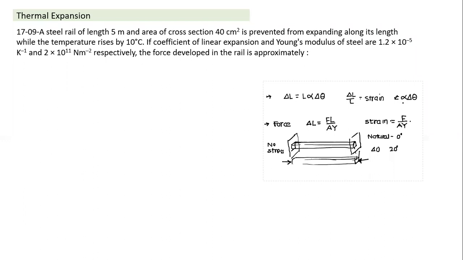So two strains are equal. What are two strains? Thermal strain alpha delta theta has to be equal to strain produced by compressive force. And what is that strain equal to? F by AY. That's a simple equation. And if you understand, basically fractional change in length by two effects are equal. And we have written the magnitude in terms of direction.